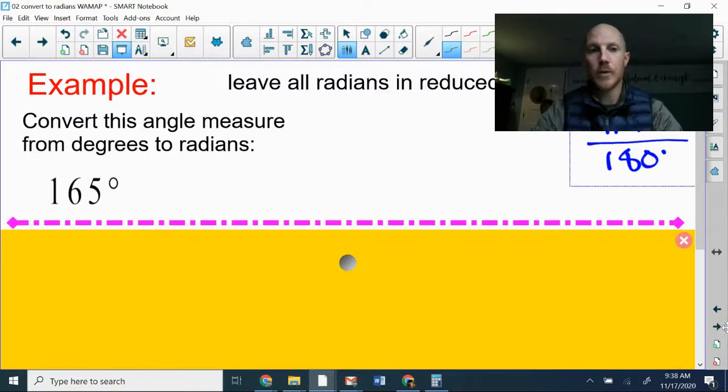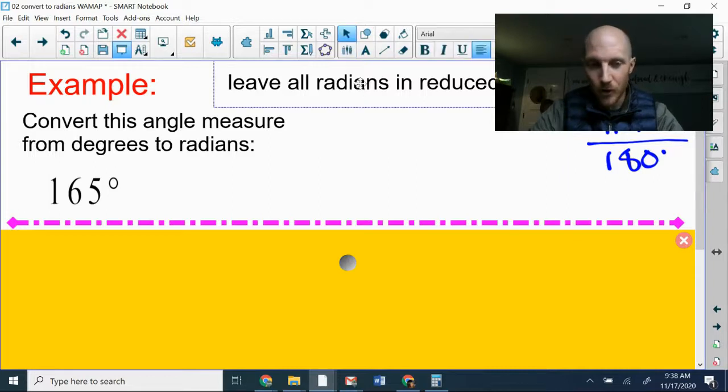Hey, let's try another one. So here we're going to do a couple of examples. Let's convert in both directions. So to start off with, convert this angle measure from degrees to radians. So I got 165 degrees. I'm going to convert that into radians. And bonus directions up here. Leave all answers that are in radians in reduced fraction form. I'll add to that, leave pi as part of your answer in reduced fraction form.